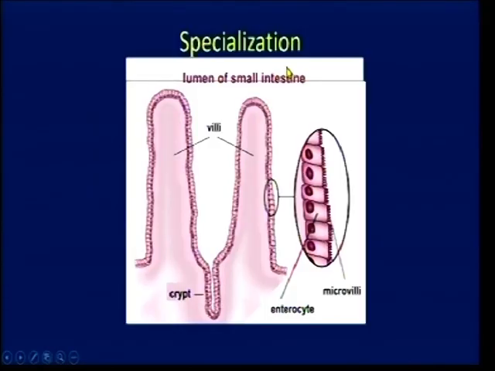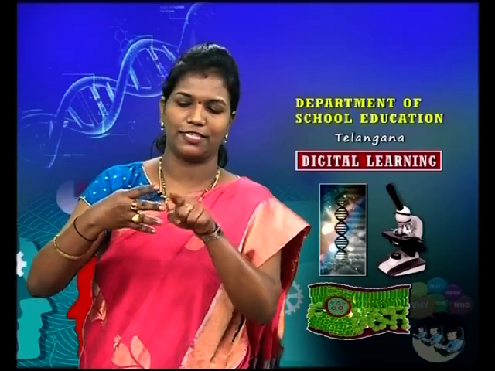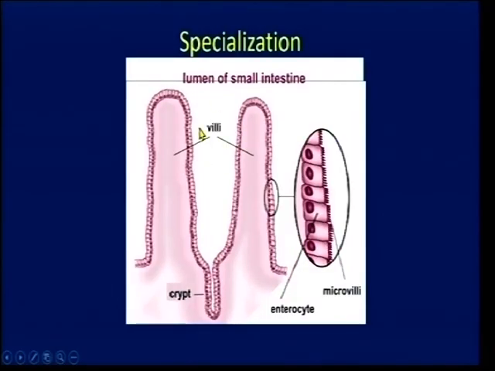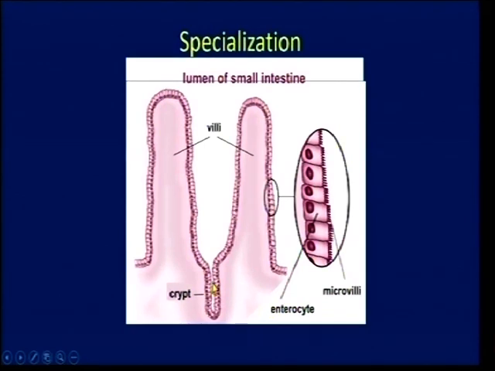Then specialization. Children, in the small intestine, this plasma membrane plays a major role. You can see the finger-like projections, isn't it? Villi. In the small intestine, this plasma membrane plays a major role in absorption of proteins, isn't it? Right. You can see the microvilli, right, children? This is the crypts. This is the villi. I told you the villi are finger-like projections. This is seen in the lumen of small intestine.